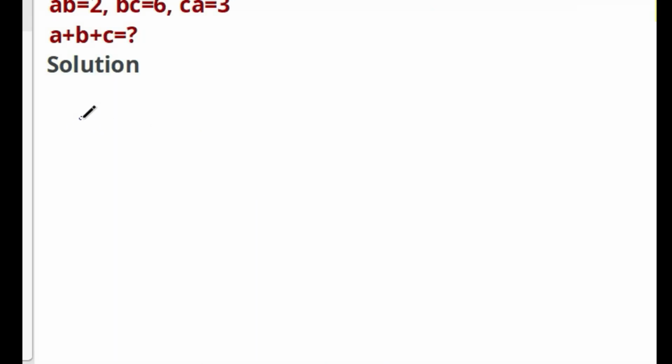If AB is equal to 2, BC is equal to 6 and CA is equal to 3, then what will be the value of A plus B plus C? We will solve it.